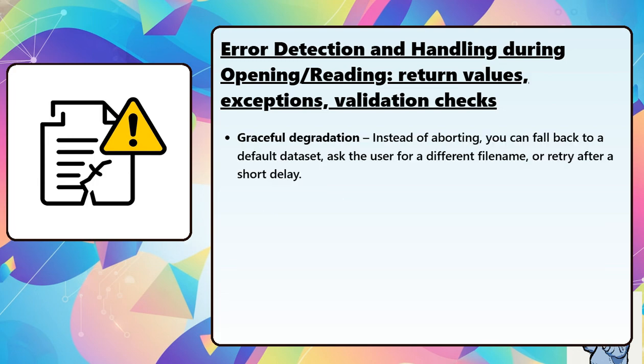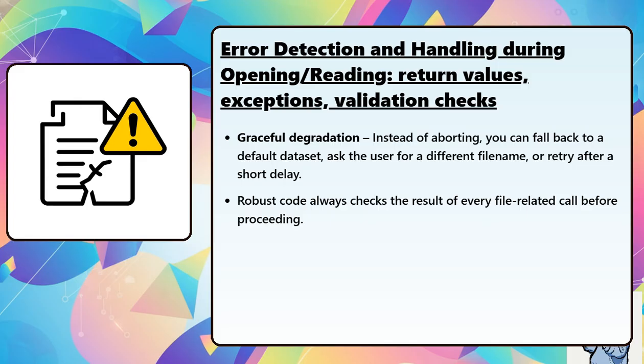Graceful degradation. Instead of aborting, you can fall back to a default data set, ask the user for a different file name, or retry after a short delay. Robust code always checks the result of every file-related call before proceeding.